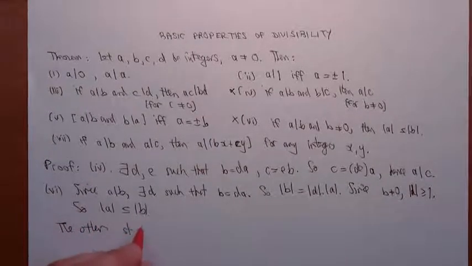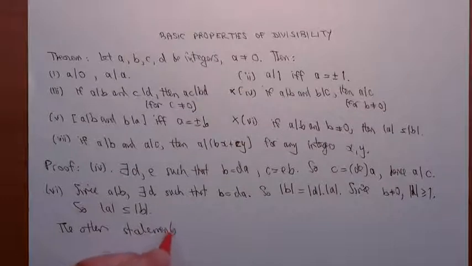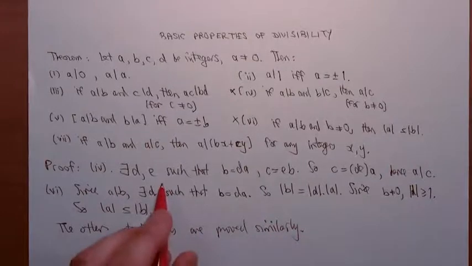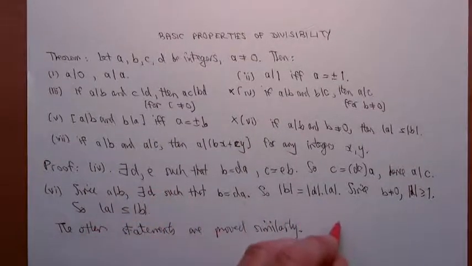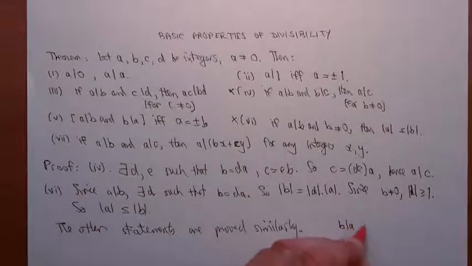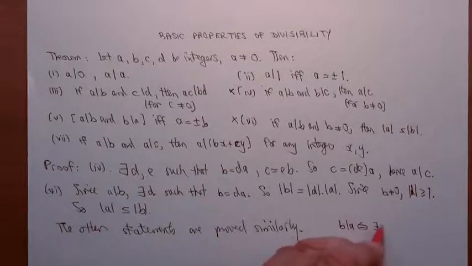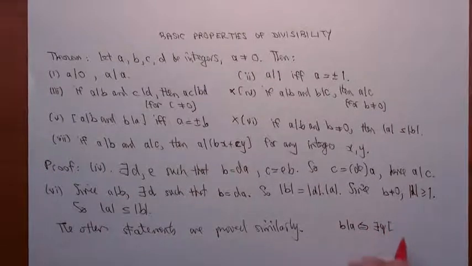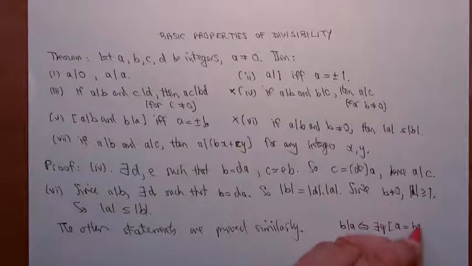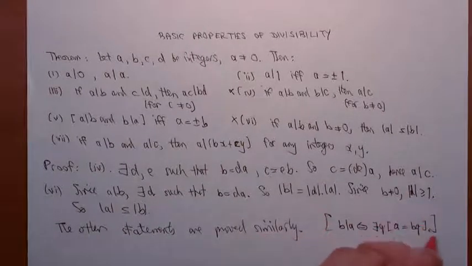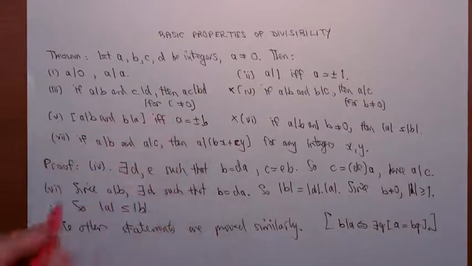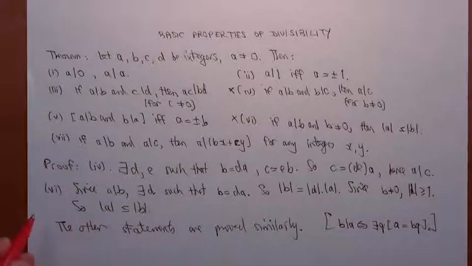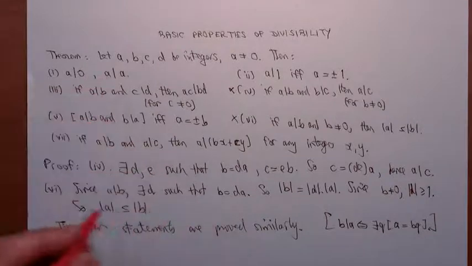The other statements in the theorem are proved similarly. You just take it back to the definition of divisibility, and remember the definition: B divides A if and only if there is a Q such that A equals BQ. And in all cases you go back to the definition and then the thing drops out in a couple of lines. Okay, that lists all of the basic properties of divisibility.